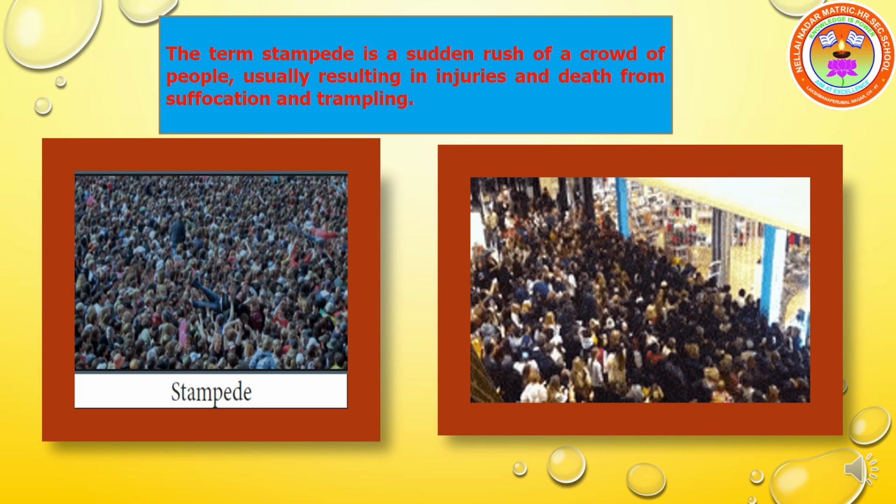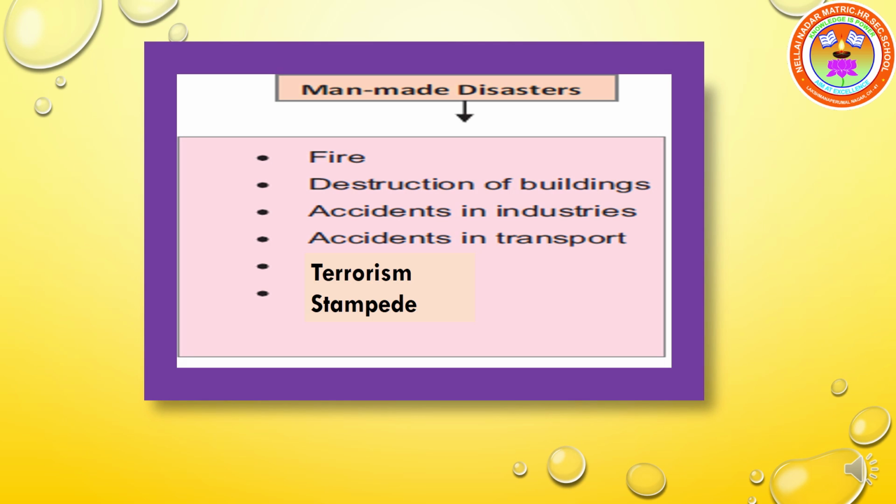Okay. Is it clear? So, children, what are the man-made disasters? Fire, destruction of buildings, accidents in industries, accidents in transport, terrorism, stampede. Okay.